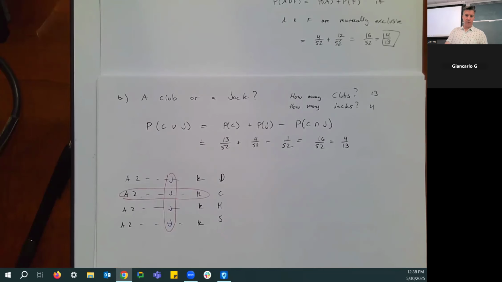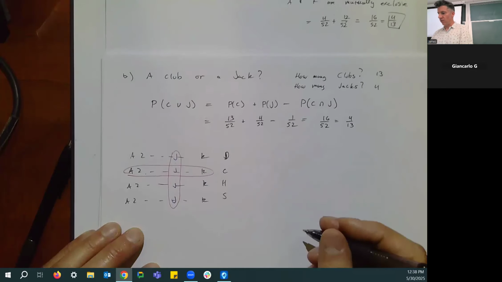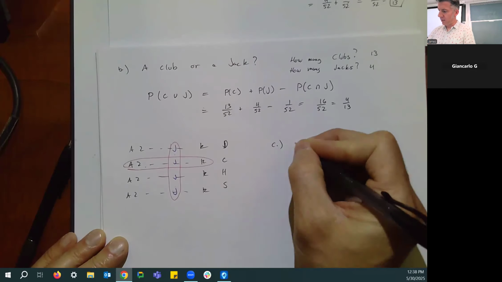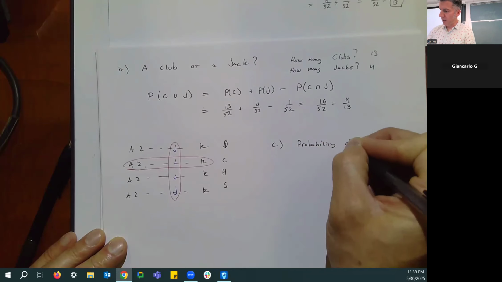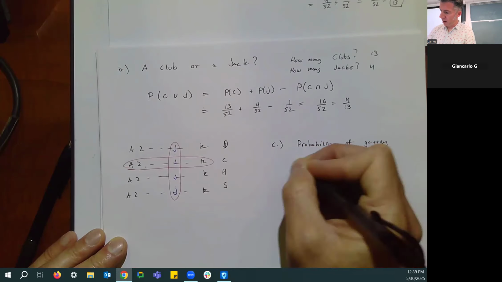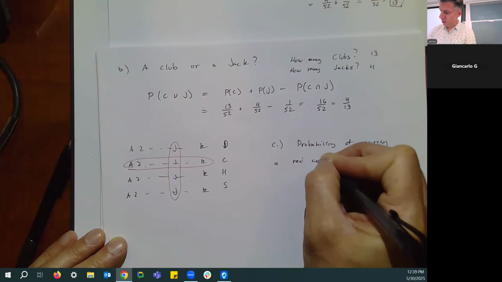Let me go back over here for a second. Sure, let's look at that. This one always feels silly, but I do feel like it's worth mentioning. So what's the probability of getting a red card or a black card?